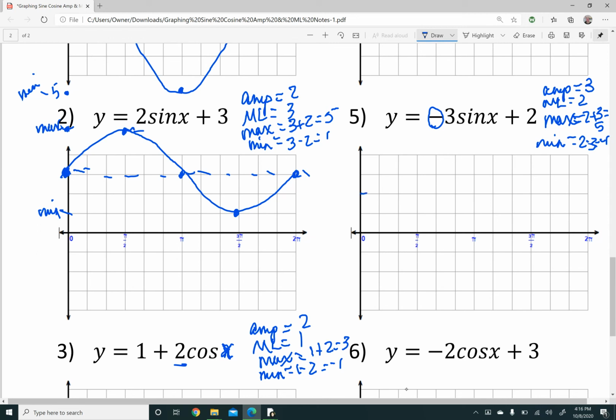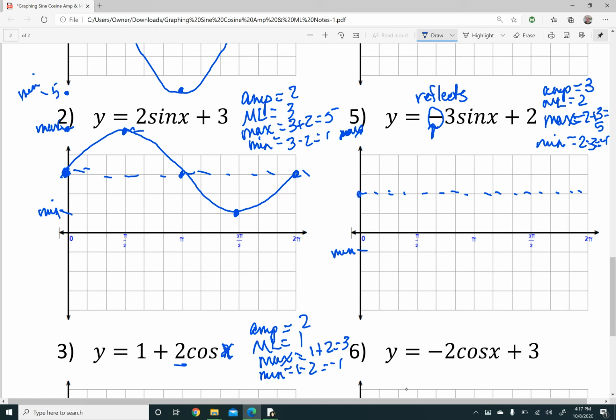So my midline is here. My max is here. And my min is 2 minus 3. This is here. Now, what does this negative do? Well, this negative reflects the graph. So all the maxes become mins and all the mins become maxes.